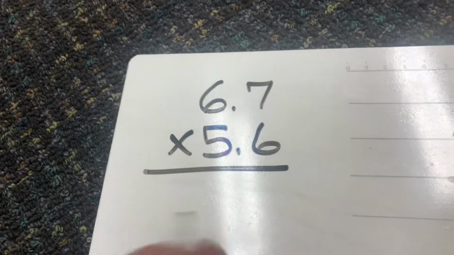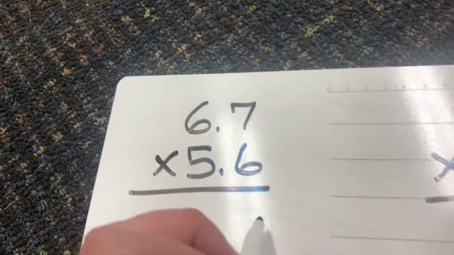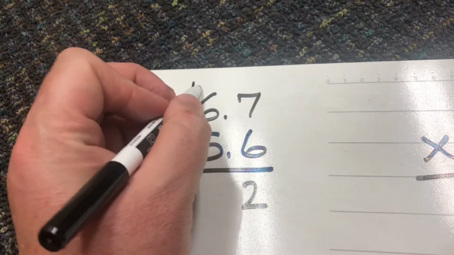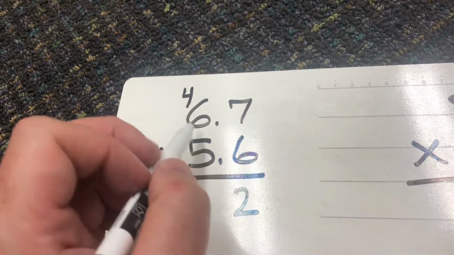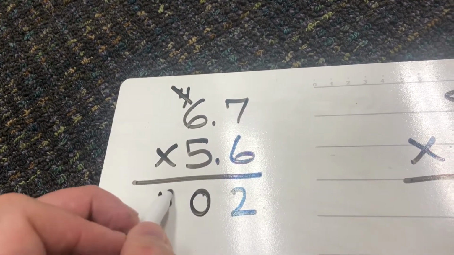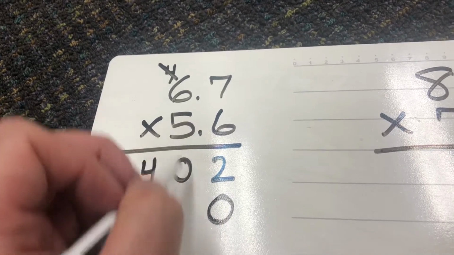6 and 7 tenths times 5 and 6 tenths. Well, I'm going to think 6 times 7. Well, 6 times 7 is 42. So I'm going to put the 2 down, carry the 4. 6 times 6 is 36, plus the 4 is 40. Going to put a 0 down, so everything lines up with my 5.